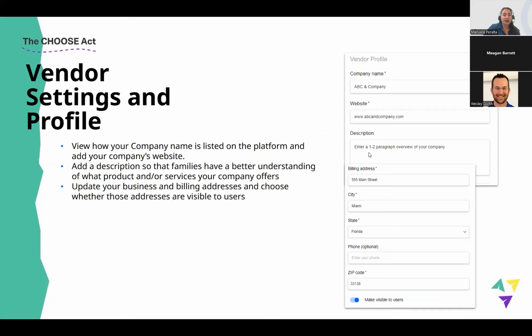So if you want to add any information as to what type of services your organization provides, or your hours of operation, or just any type of description you want to add there, feel free to use that feature, and families will have access and visibility into it. And then you also have the ability to view your billing address that you entered, and if you want to make that visible to users or not.